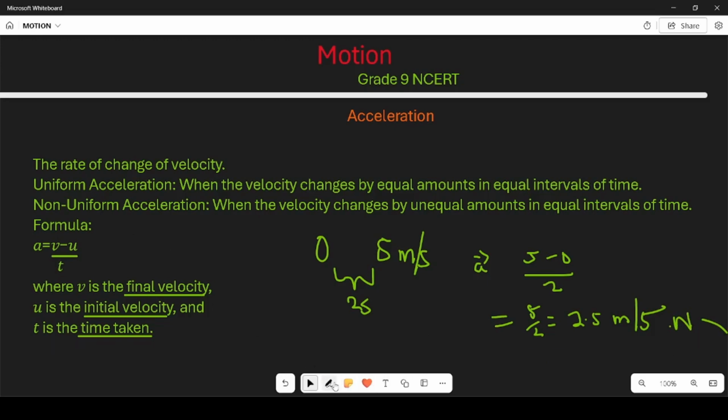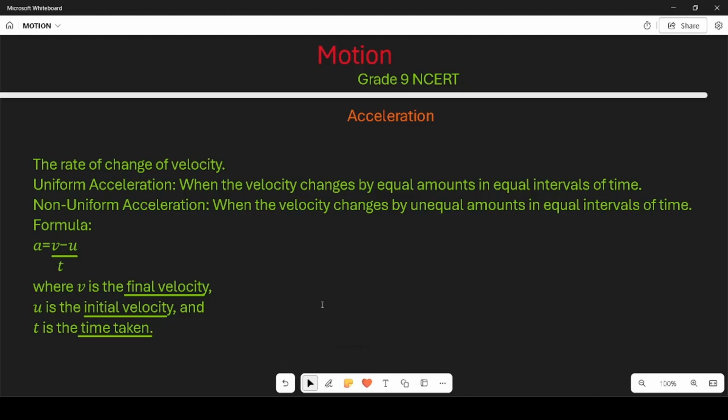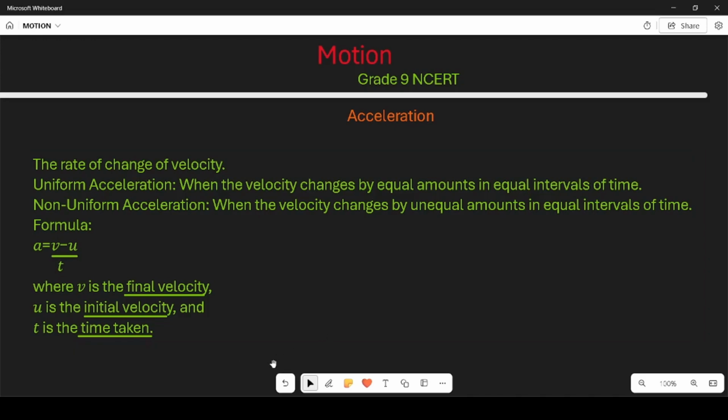So that's how you can solve problems based on acceleration. But remember, the initial velocity might not always be 0. It can be, like I gave you an example, 0 and 5. It could be 5 and 10. So it could be like that.